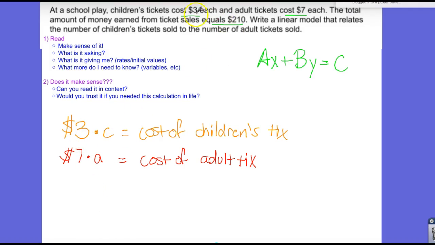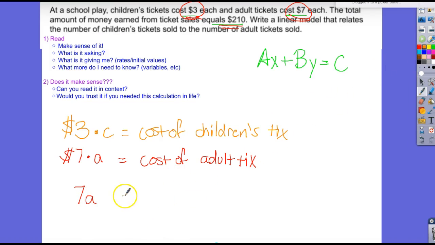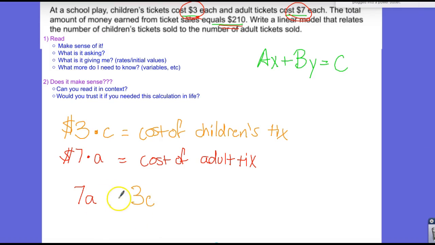So now that we have this, it's pretty easy to use what's left. We already used this cost and this cost, but we know that we sold $210 worth. So let's go ahead and write that. The cost of adult tickets and the cost of children's tickets, and we're going to need to add those together, will give us the total cost, which we know is $210. Again, this is ax plus by equals c. This is standard form. We've got two different rates here and two different variables. Neither of them is independent or dependent. We just know that it's going to equal 210 in the end.